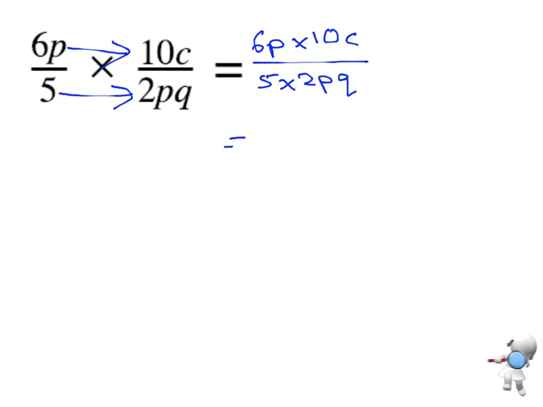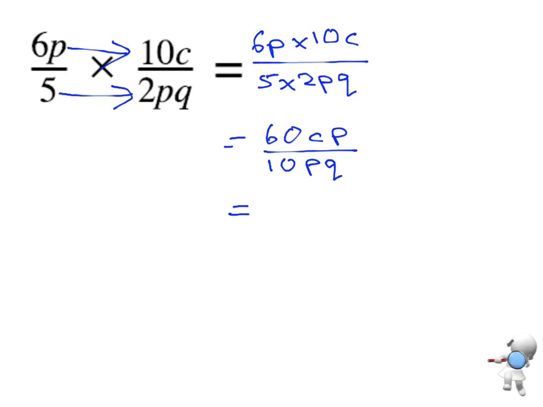Let's simplify that. 6 times 10, do the numbers. 6 times 10 is 60. And I've got a c and a p on the top. Notice that I've just put them in alphabetical order, because that's a kind of normal mathematical thing to do. Divided by, on the bottom, 5 times 2 is 10, and a p and a q. Now I need to think about simplifying.